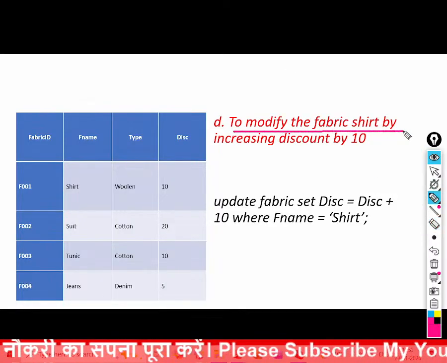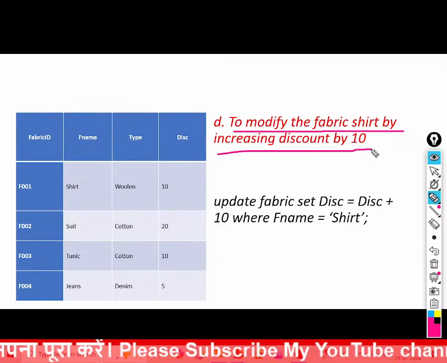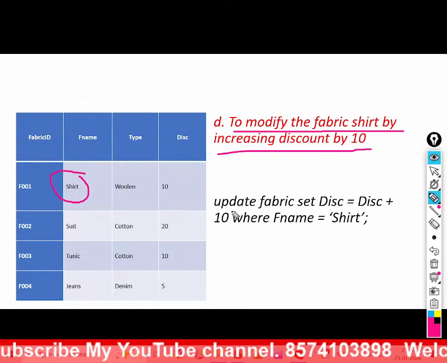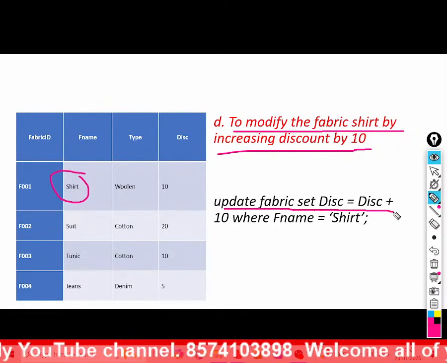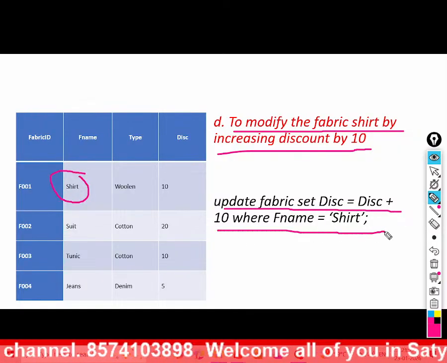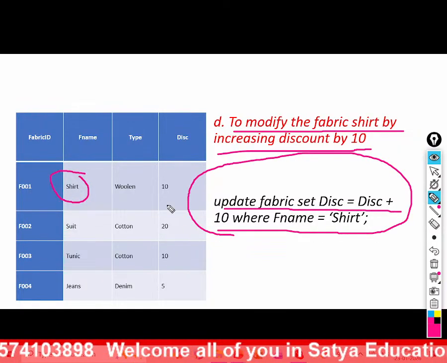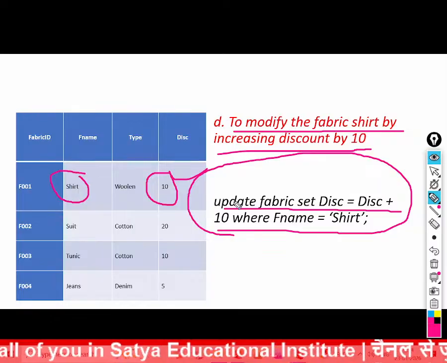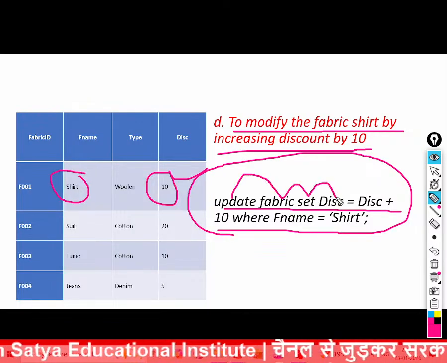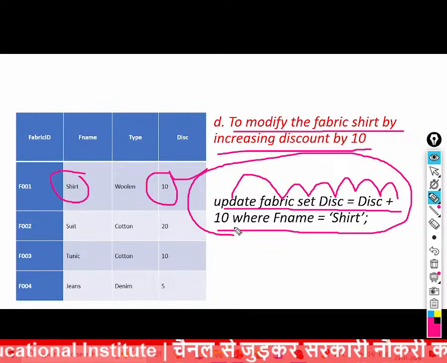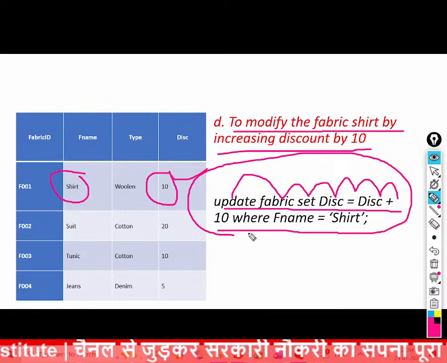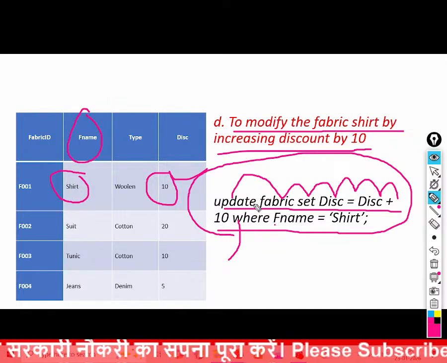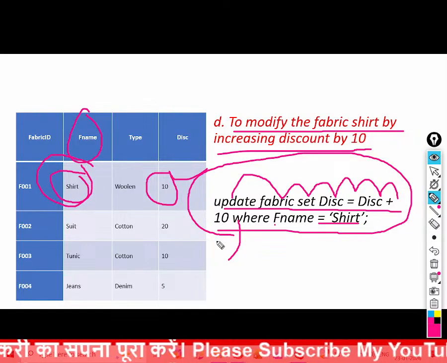Now next is to modify the fabric shirt by increasing the discount by 10. This means: UPDATE fabric SET discount = discount + 10 WHERE fname = 'shirt'. It means here you have to write increase by 10. Then you have to write this command: UPDATE fabric SET discount = discount + 10 WHERE fname is equal to shirt.